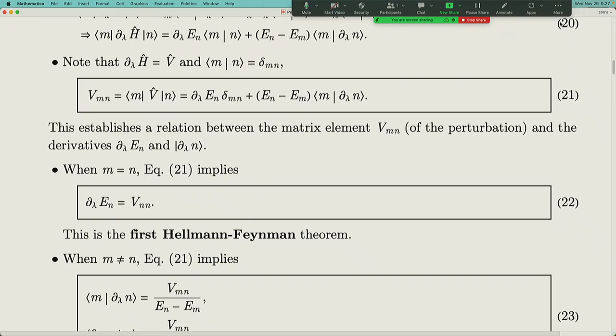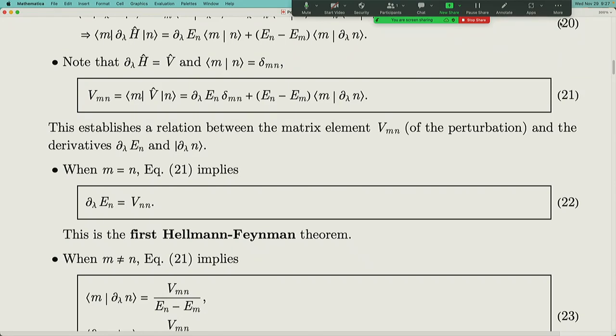For example, if you take this equation and set m equals n, so that m and n are the same, the delta symbol simply becomes 1. So we pick up this term. But the second term, when n and m are the same state, has the same eigenenergy. So these two eigenenergies are the same, and their difference goes to 0. So the second term on the right-hand side completely vanishes, and we're only left with the first term.